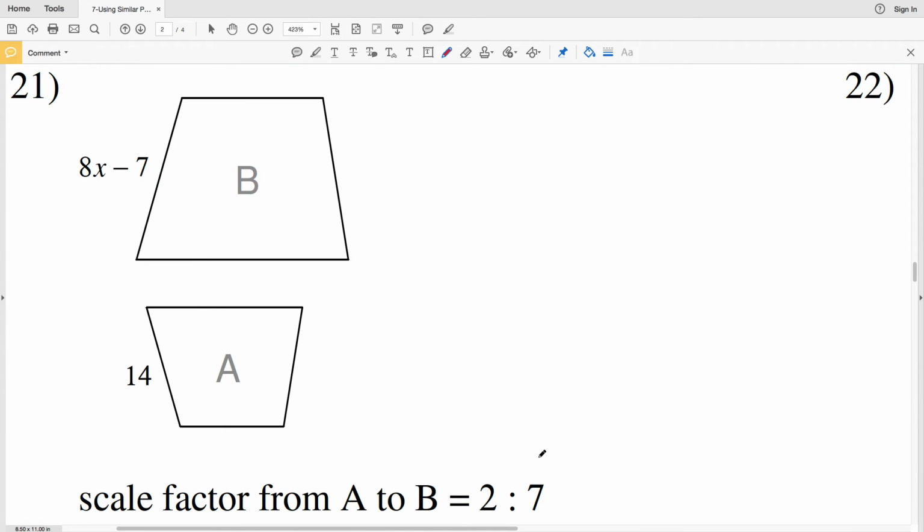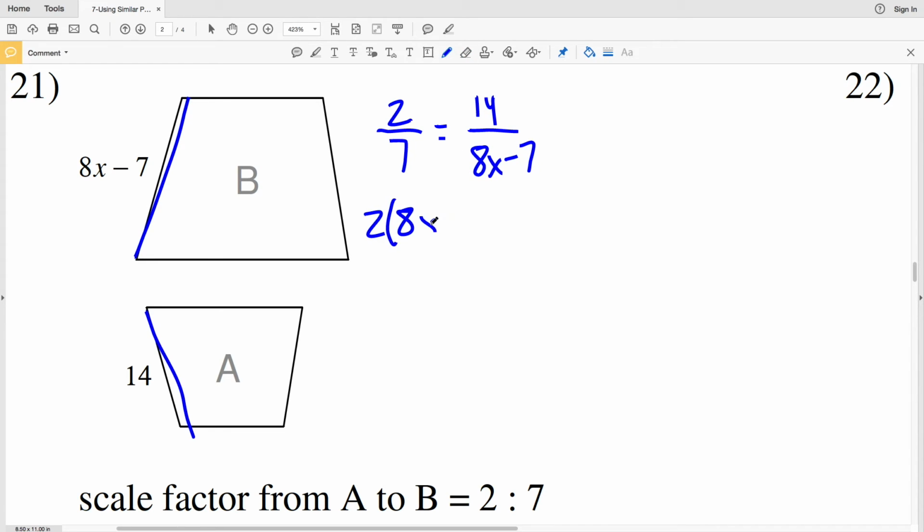In number 21, the scale factor is 2 to 7, and that's the scale factor from A to B. So from A to B, I'll have 14 over 8x minus 7. When I cross multiply, I'll have 2 times 8x minus 7 equal to 7 times 14. Distributing the 2 to the 8x and the 7 with subtraction in between, I'll have 16x minus 14 equal to 7 times 14, which is 98.